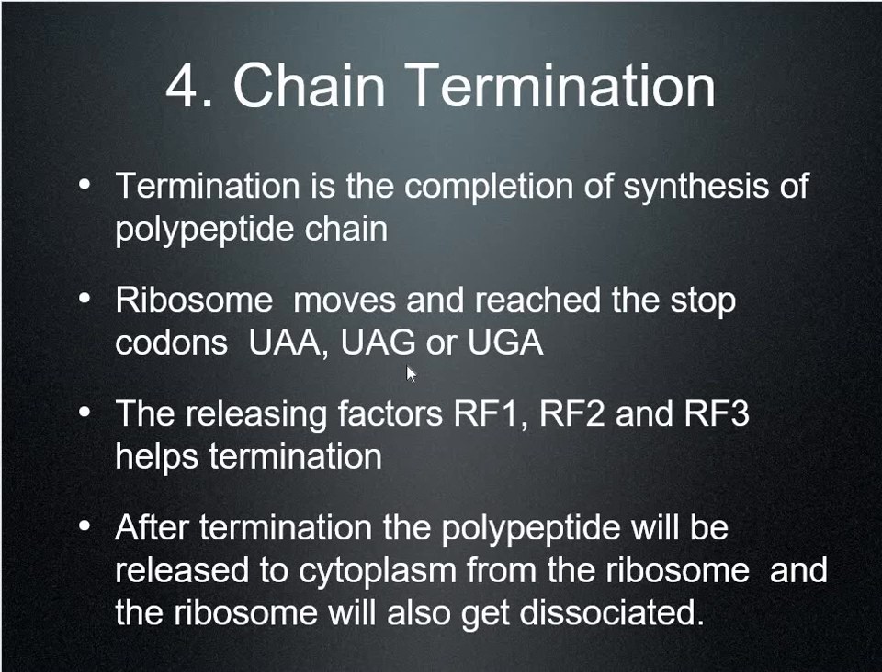Once the ribosome reaches the stop codon, the release factors come and help the termination. During termination, the polypeptide will be released to the cytoplasm. The dissociation of the ribosome will happen. mRNA is released. After the peptide is formed, the whole ribosome assembly will be dismantled.